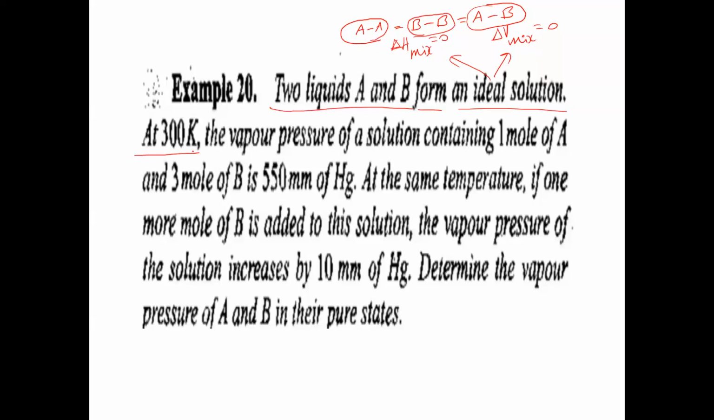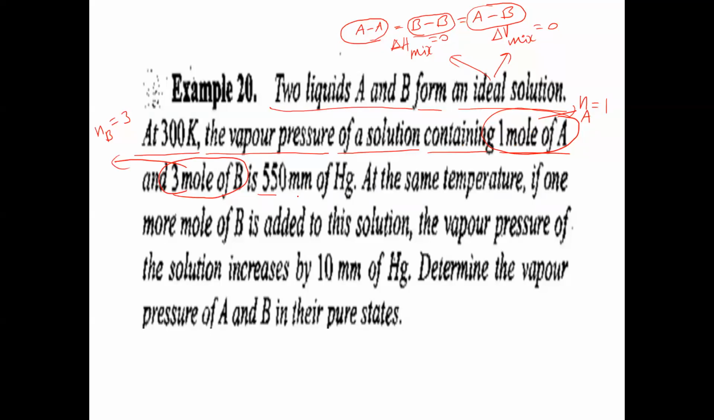At what temperature? 300 Kelvin. Some temperature is given, a constant temperature. At this temperature, we have mixed liquid A and liquid B to get an ideal solution. Now, the vapor pressure of a solution containing 1 mole of A and 3 moles of B. So the number of moles of A is equal to 1, and the number of moles of B is 3.